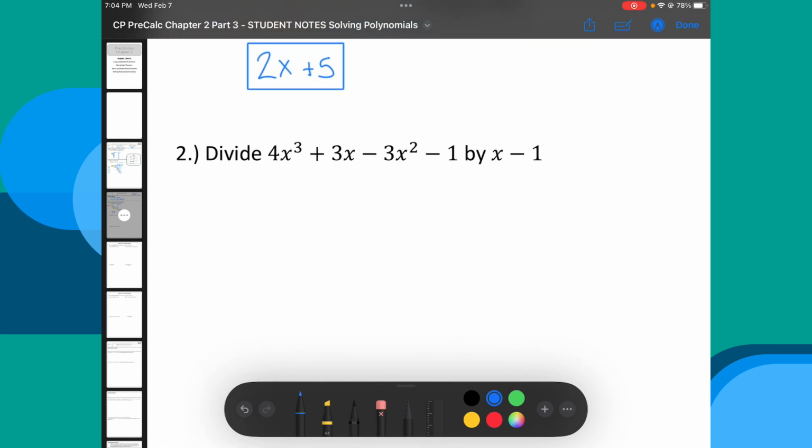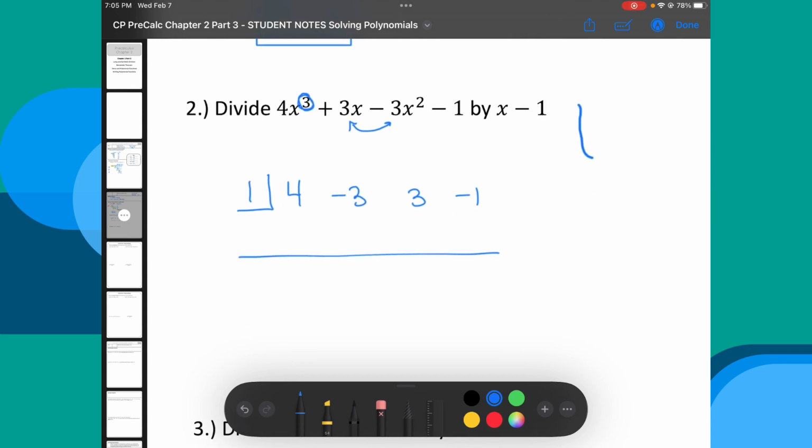Let me show you one more. So we're going to set up by putting our backwards L. I'm going to put a positive 1 in there since that's the opposite of the factor they give us. The polynomial's not in standard form, so I'm going to switch these two. So we have 4, and then negative 3, then 3, then negative 1. I want my exponents to go from the biggest exponent down to the smallest. I'm going to drop the first number, multiply. 4 times 1, we get 4. Add those two together, we get 1. We multiply. 1 times 1, we get 1. We add together, we multiply. We get 4. We add.